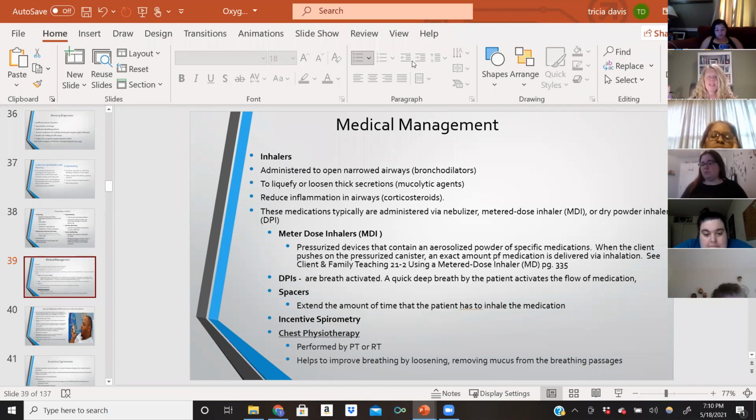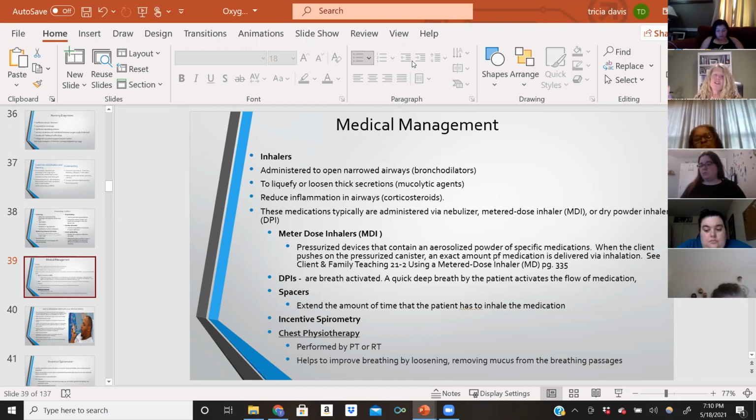Your metered dose inhalers, these are your MDIs. These are pressurized devices that contain an aerosol powder of medications. When the client holds it up to their mouth, they push on the pressurized part of the canister, and a predetermined amount of medication is delivered and the patient breathes it in. You can see page 335, chart 21, box 21.2 is going to exactly show you how you would teach patients and family members to use those MDIs.